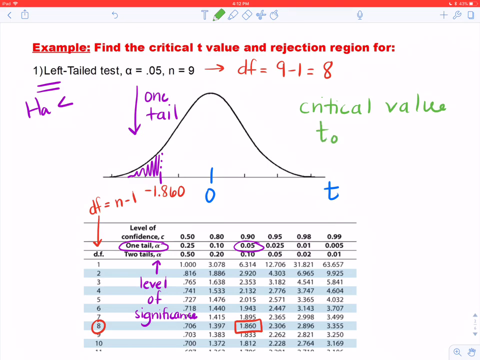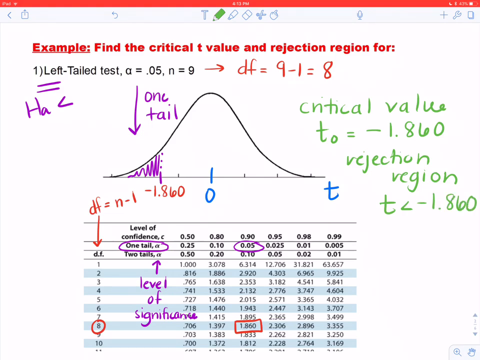We're going to call this T sub 0 because it's from a T distribution, and that would be negative 1.860, again negative because it's a left-tailed test. And then the rejection region would be the part that you have shaded, and for a left-tailed test, that's going to be less than the critical value. Okay, so again, pretty much the same format as what you saw for Z. The t-curve is just a little bit wider, so the values will be pushed out a little bit more. And so you're going to be reading a t-table to find those values rather than the standard normal.